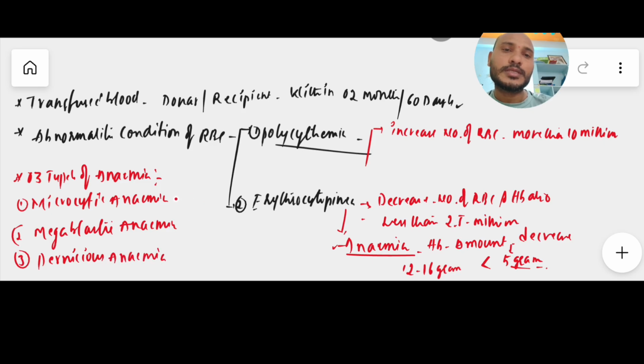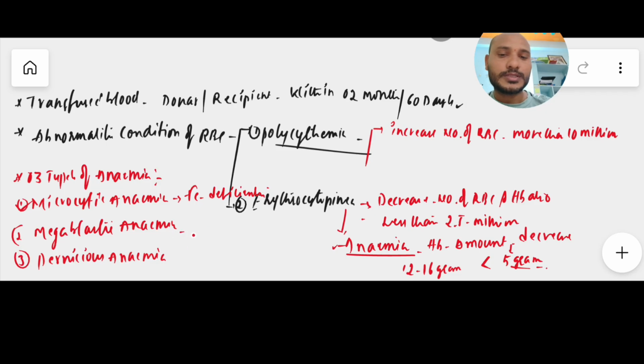So microcytic anemia is due to iron deficiency. Very, very important here: it is the iron deficiency. Due to iron deficiency, it leads to microcytic anemia.